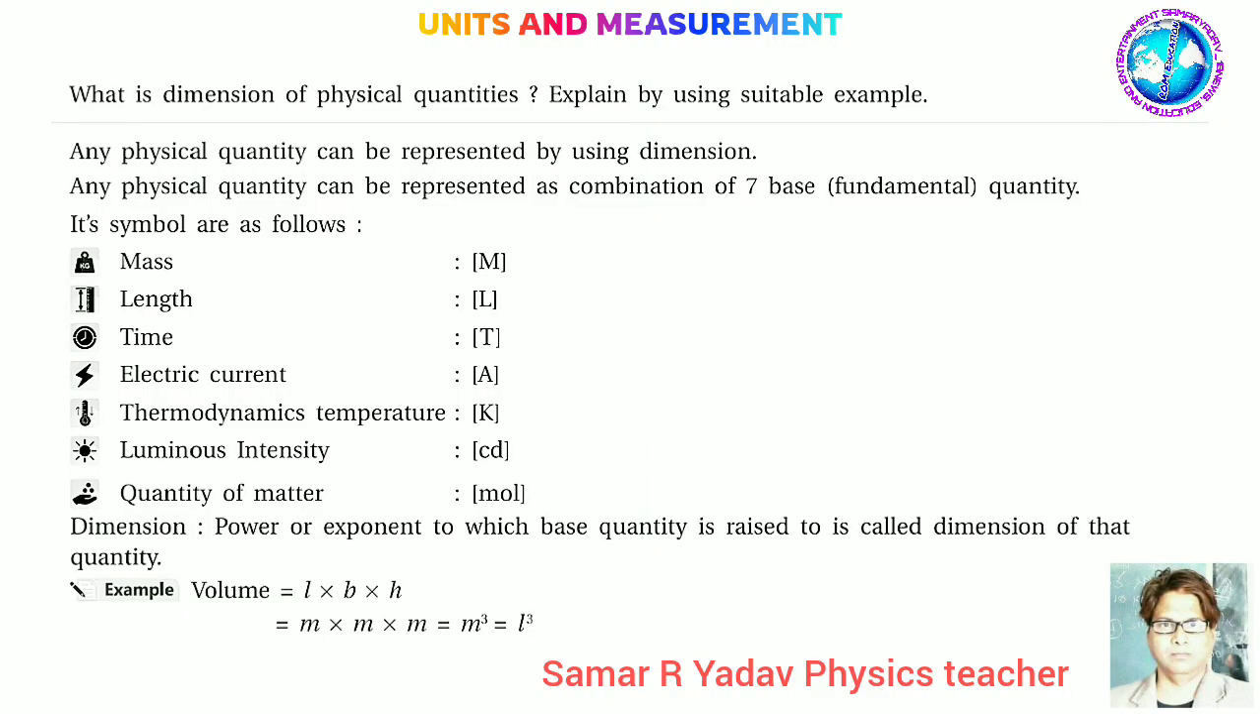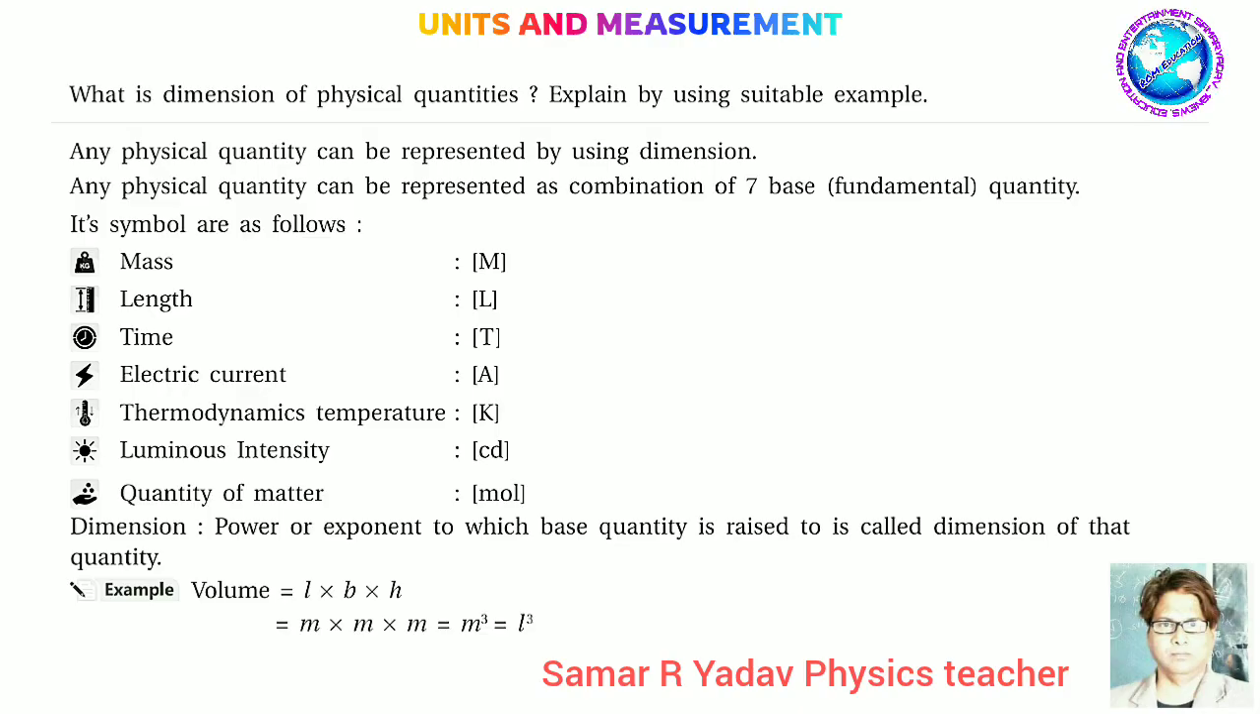What is dimension of physical quantities? Explain by using suitable example. Any physical quantity can be represented by using dimension. Any physical quantity can be represented as a combination of 7 base fundamental quantities.